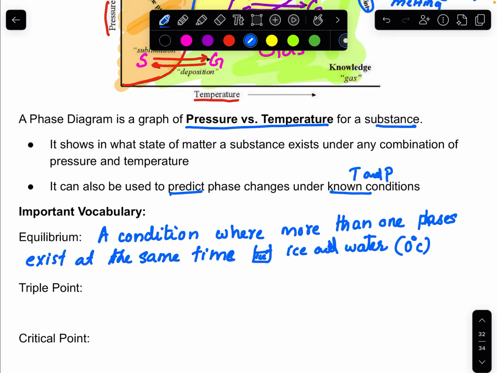There will be equal amount. 0 degrees Celsius is a melting point or freezing point, right? There will be equal amount of ice and water. Okay. So that is called equilibrium.